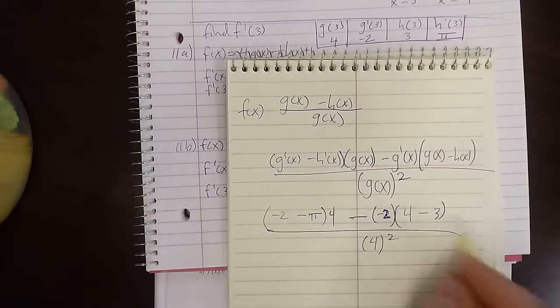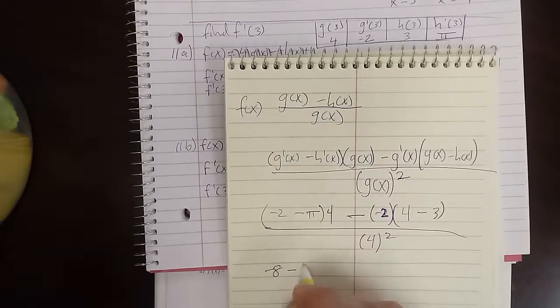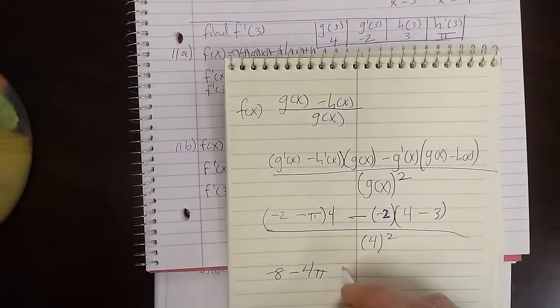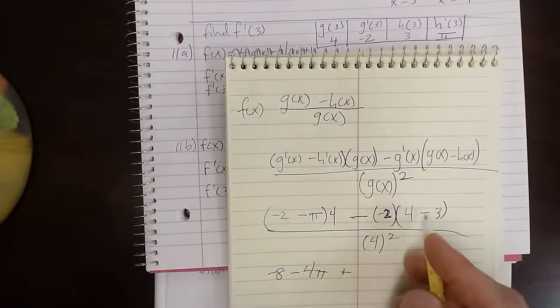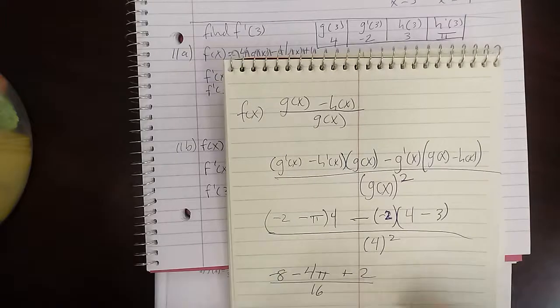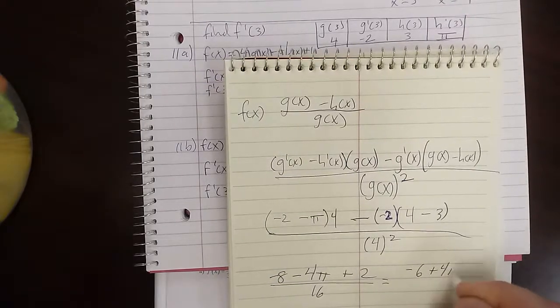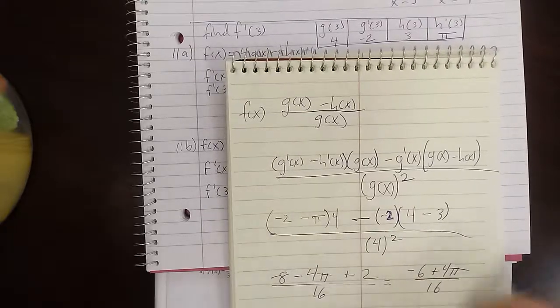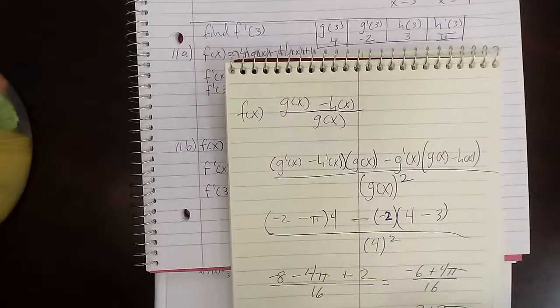So I would leave it there on a test because I know I'm so prone to making silly mistakes from here on out. So I get negative 8 minus 4 pi plus, that's a plus 2. So then that's a 1, so it's just plus 2 all over 16. So I got negative 6 plus 4 pi over 16. I could divide them all by 2 and get negative 3 plus 2 pi over 8.